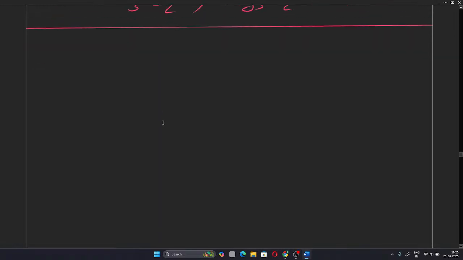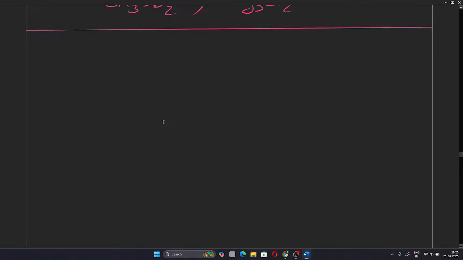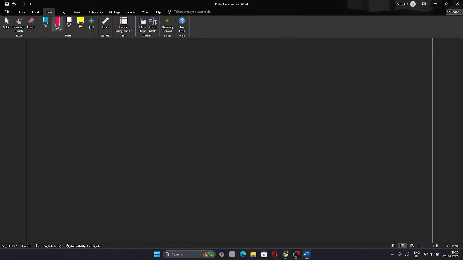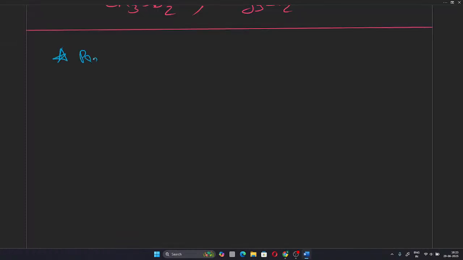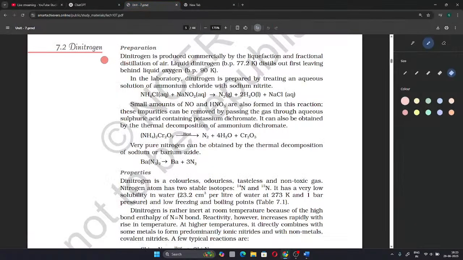And the next is preparation of dinitrogen. Dinitrogen is produced commercially by the liquefaction and fractional distillation of air. Liquid nitrogen, with a boiling point of 77 Kelvin, distills out first, leaving behind liquid oxygen, which boils at 90 Kelvin.